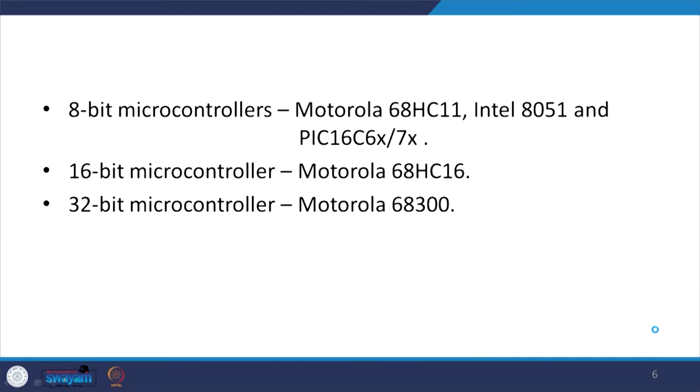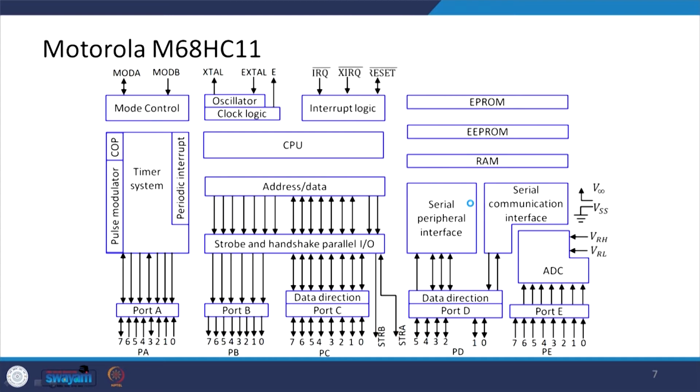8-bit microcontrollers, here are some examples, a Motorola 68HC11, Intel 8051 and a PIC 16C6X or 7X. 16-bit microcontroller are Motorola 68HC16, 32-bit microcontroller is Motorola 68300. Okay. So, these are the examples of microcontroller.